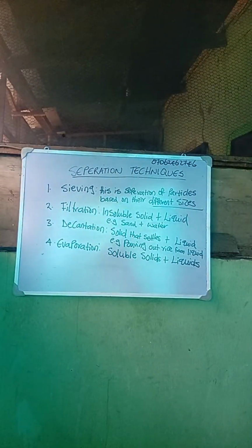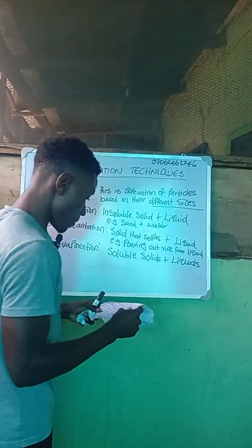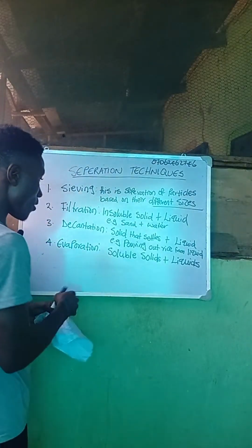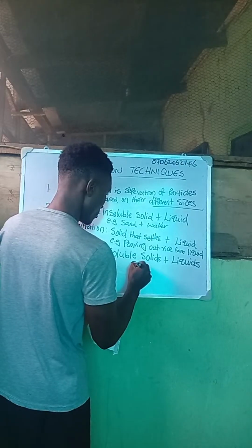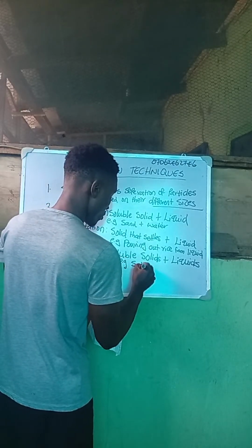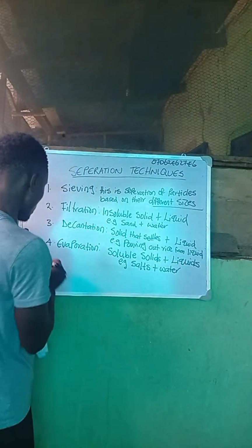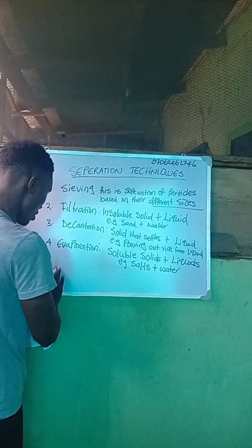So that is just how it is. Let's move on to the next one. So we have gotten our evaporation. Let's talk about the next one, which is soluble solid from liquid. So we say salt, for example, salt plus water. So let's talk about the next one, which is number 5. Decantation. Sorry, no, centrifugation.